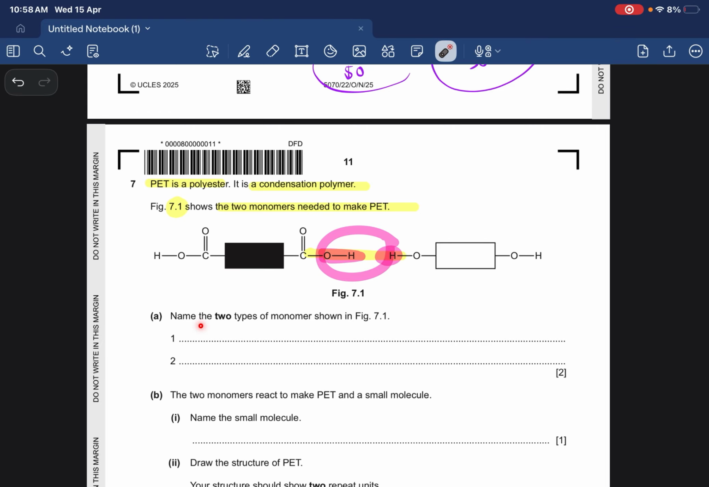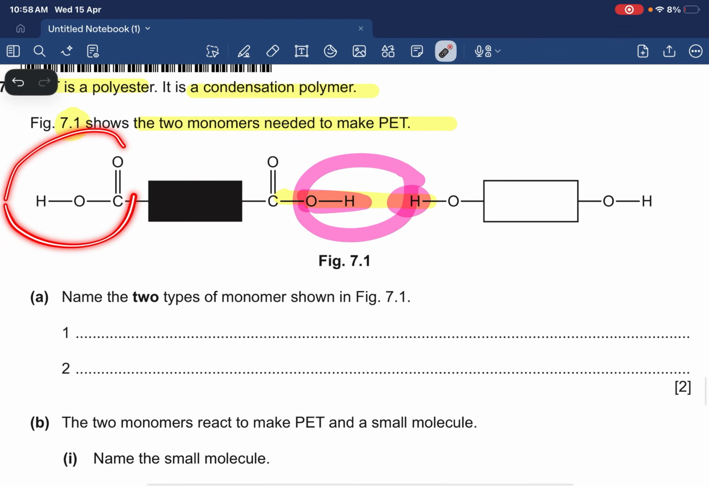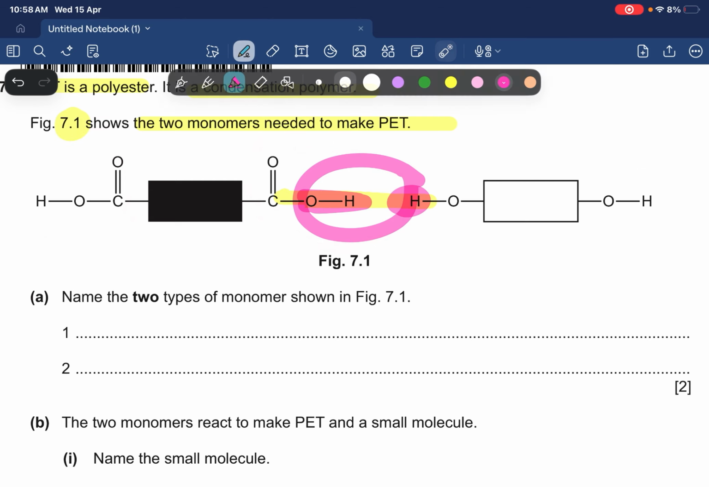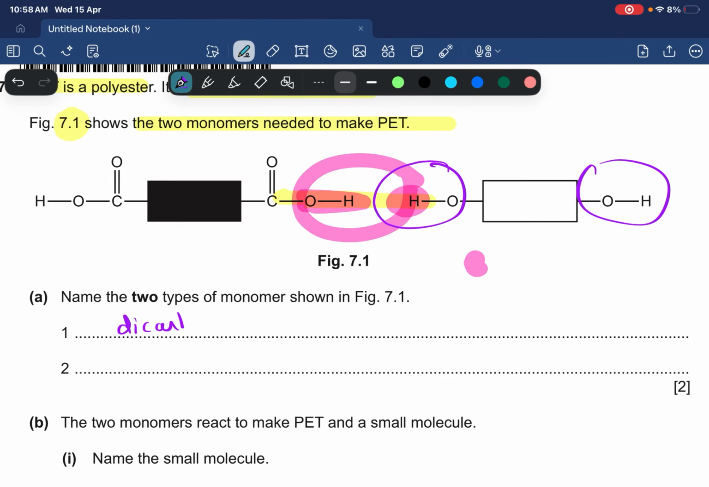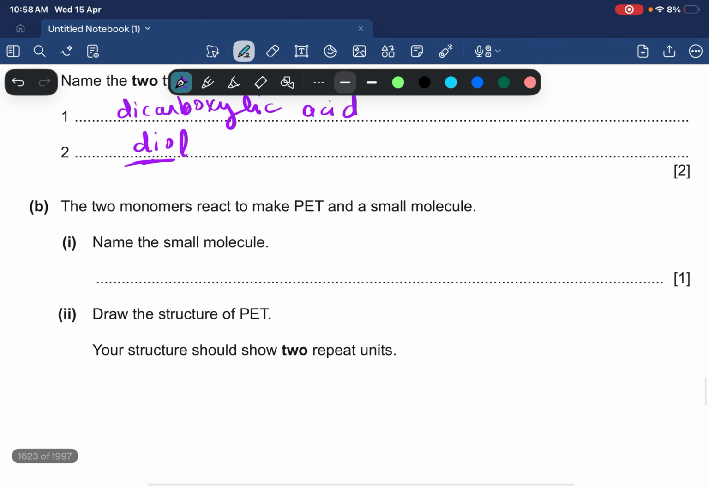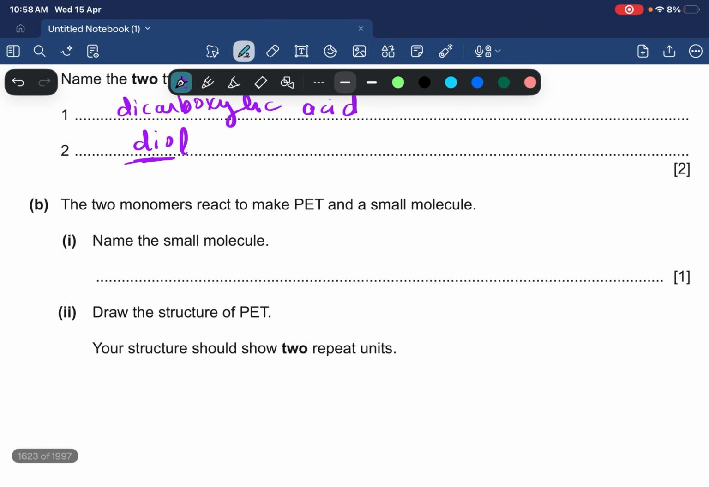Name the two types of monomers used. Dicarboxylic, two carboxylic acid groups, and diol, two. When you have a single ol, you call it ol, like ethanol, propanol. But when you have two alcohol functional groups, you call it a diol. So this is a dicarboxylic acid, and this is a diol, not single ol. Di means two alcohol functional groups, two acid functional groups. Don't forget this. The two monomers react to make PET and a small molecule.